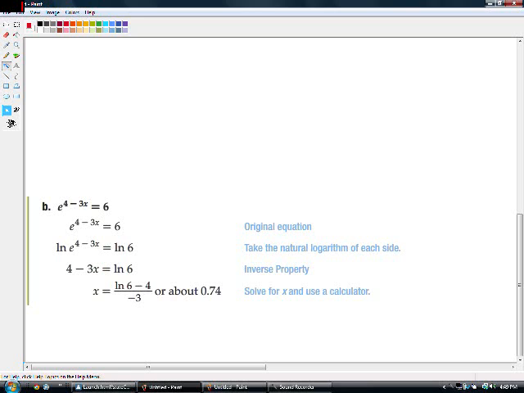So we have e to the 4 minus 3x power equals 6. You take the ln of both sides to eliminate the e. And then you're left with 4 minus 3x, which equals the ln of 6. Subtract 4, and then divide by negative 3 on both sides. So you will get x equals 0.74, just about, which you will figure out by using your calculator. Remember, folks, we have a log button, an ln button, we have an e button, we have it all.